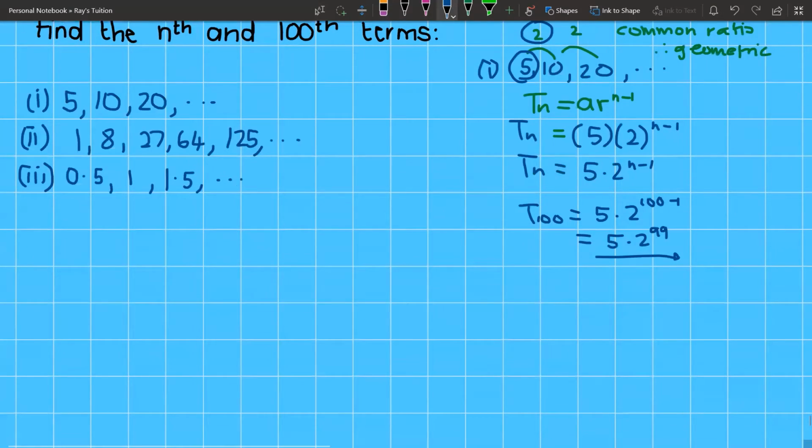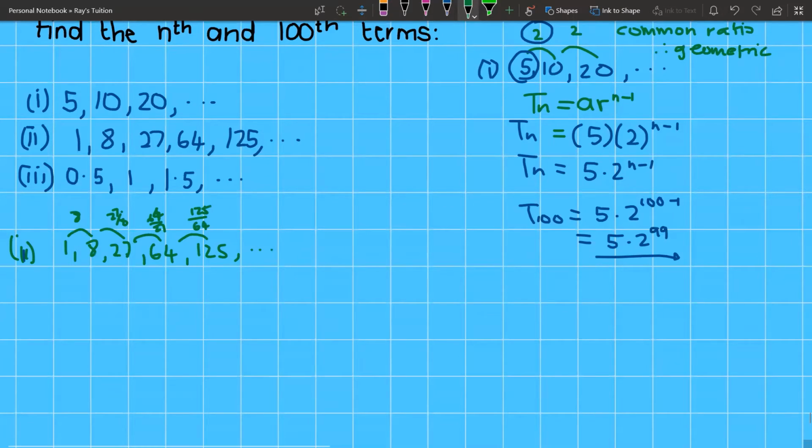Okay, let us have a look at the second one. The second one has the sequence 1, 8, 27, 64, 125, and so on. Let's look for a ratio. 8 divided by 1 is 8, 27 divided by 8, 64 divided by 27, 125 divided by 64. So it looks like there's no common ratio over there.